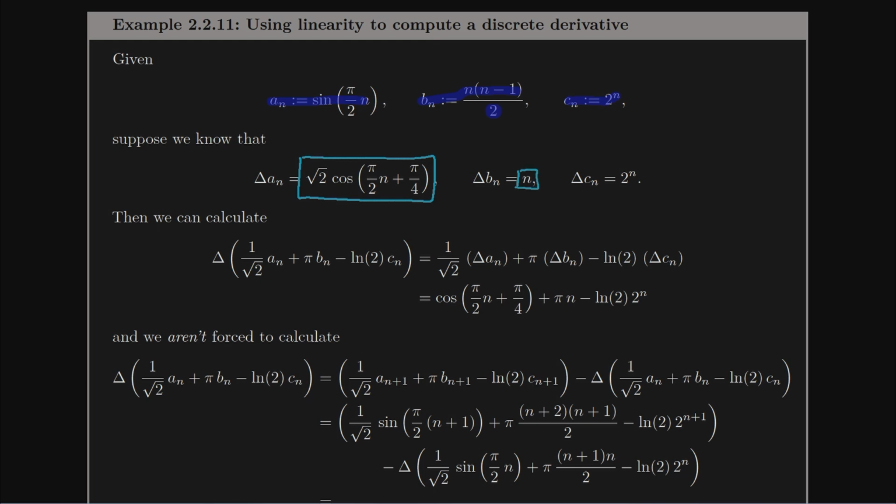The finite difference with Bn was simply n, and the finite difference with Cn is 2n. So if I'm calculating the finite difference of this giant sum of all three terms, I'm not forced to compute a brand new finite difference of all three and resimplify all of them, which is kind of what I'm saying down below here. We're not forced to do that. We just compute the difference of A, the difference of B, the difference of C, and I already know the difference of A, there it is, the difference of B, there it is, and the difference of C, there it is. So I'm not forced to compute anything more special over summations. That's why we care about linearity.